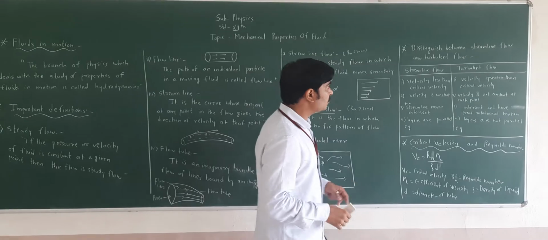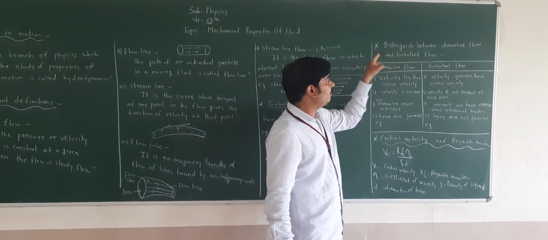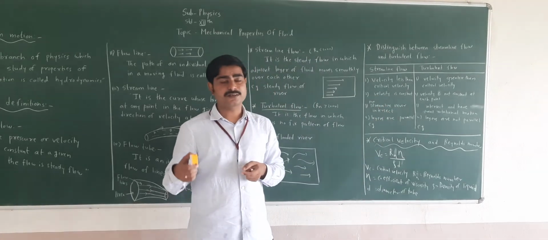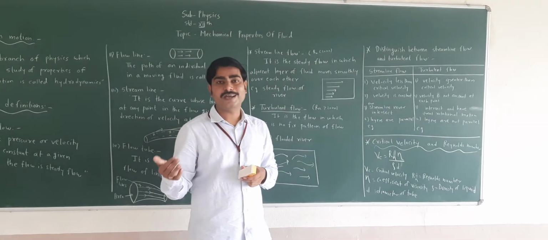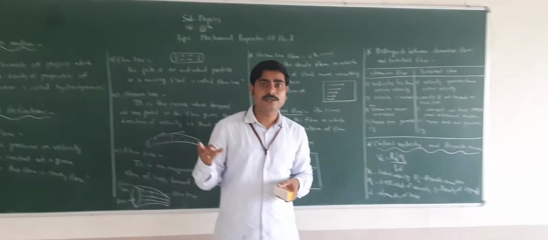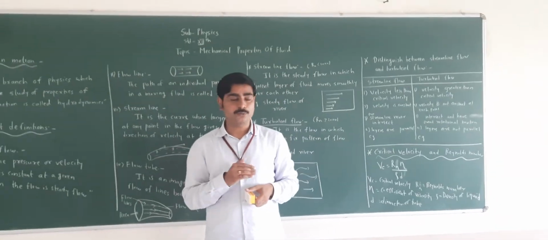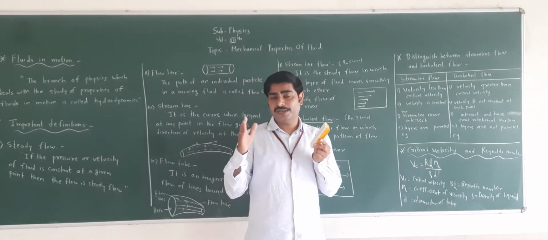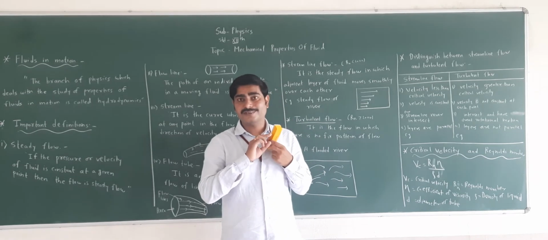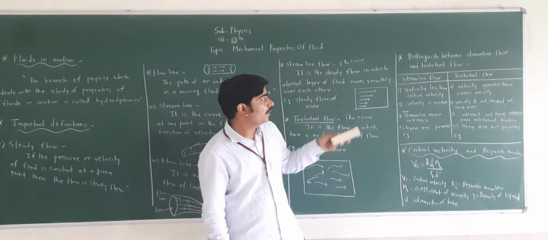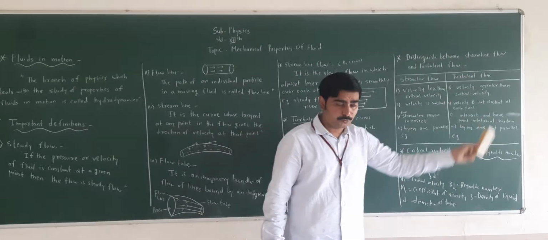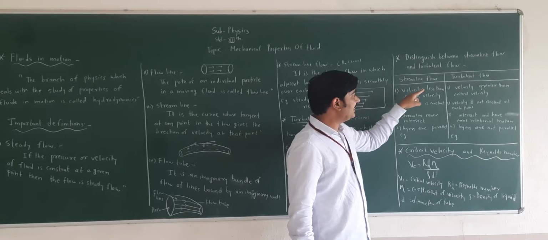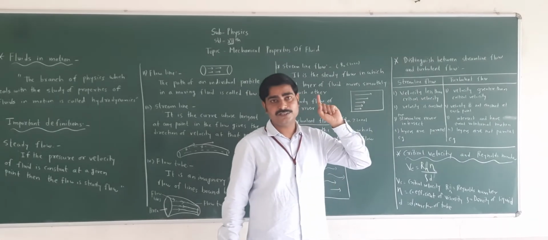Friends, the next point from this topic is the distinction between streamline flow and turbulent flow. This is a very important point which may be asked for 2 marks during your terminal or annual examination. For 2 marks, we have to write a minimum of 4 points. Here I have written some important words, so while making your notes, you have to make proper sentences. Streamline flow and turbulent flow. What is the first point? In streamline flow, the velocity is less than the critical velocity. That is the first point.